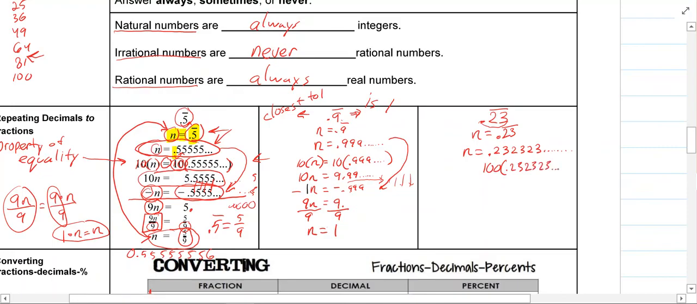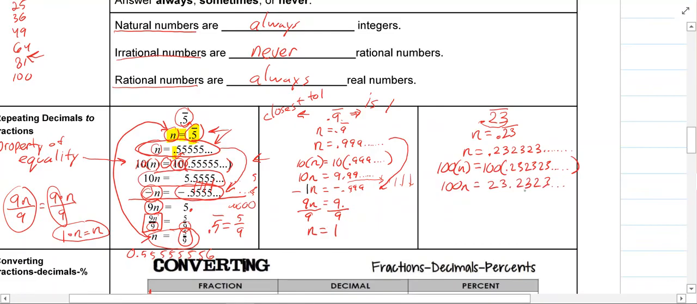0.2323. And if I do it to one side, I do it to the other side. 100 times n. Now I perform the math. 100 times n is 100n. And 100 times 0.232323 is now 23.2323.